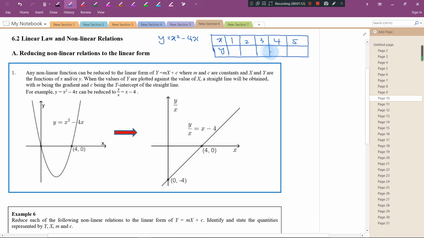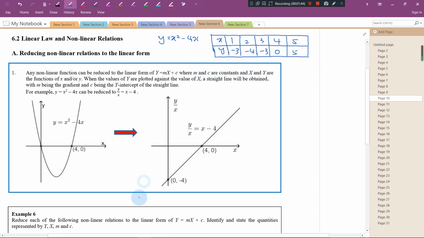How to get the value of y here is actually very easy. When x is equal to 1, you plug in 1 over here: 1 squared minus 4 times 1. You can use your calculator to help you if you want. You will get negative 3. When x is equal to 2, plug in 2 over here and here: 2 squared minus 4 times 2, which is negative 4. Do the same thing for the rest of the values of x: negative 3, 0, and 5.